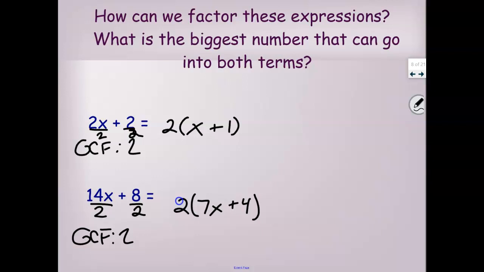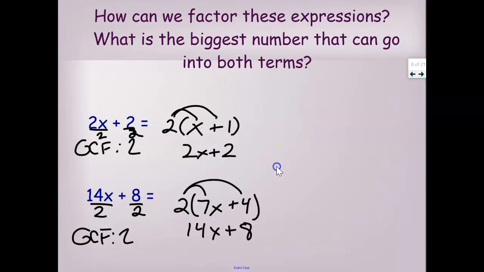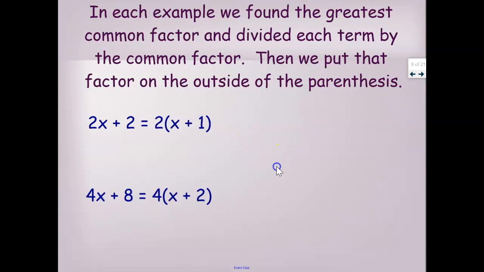A way you can check and see, like, hey, did I do it right? First of all, make sure you have the GCF, not just any old factor. And then if I multiply this back out, I should end up with what I started with. So if I did this here, I would get 14x plus 8. So it's a good way to check in and see if you did it right. So in each of those examples, I found the GCF. I divided each term by that common factor, and then here's the part that people tend to mess up and forget about: you've got to put that factor on the outside of the parentheses.